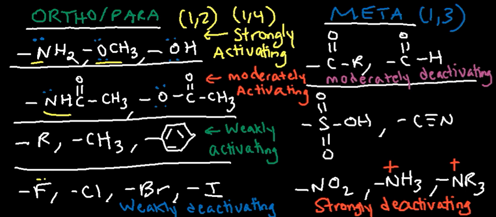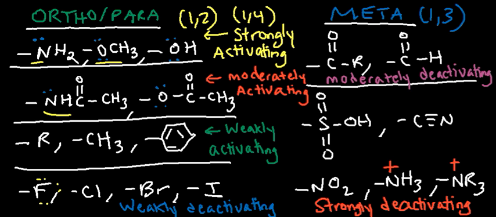However, if you look at the halogens, they have lone pairs too. Now, they're weakly deactivating, but because of the presence of the lone pairs and how they can donate electron density by resonance, the entire left side is ortho-para directors. The only exception is the R groups. Even though they don't have lone pairs, they are weakly activating because they donate electron density to the ring by means of the inductive effect rather than resonance.